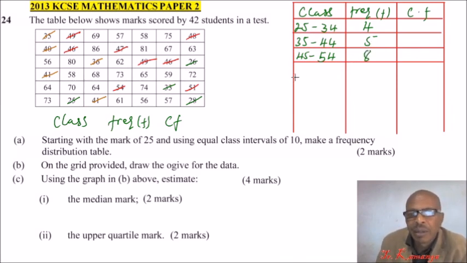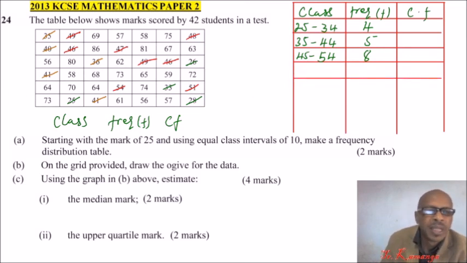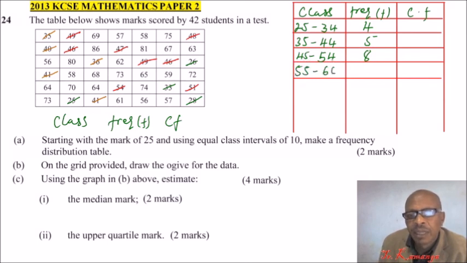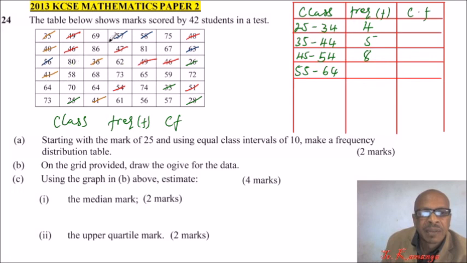We put another row here, which is 55 to 64. So we get those values that are between 55 and 64. We have 1, 2, 3, 4, 5, 6, 7, 8, 9, 10. Let's see whether we have another one which we have left out.